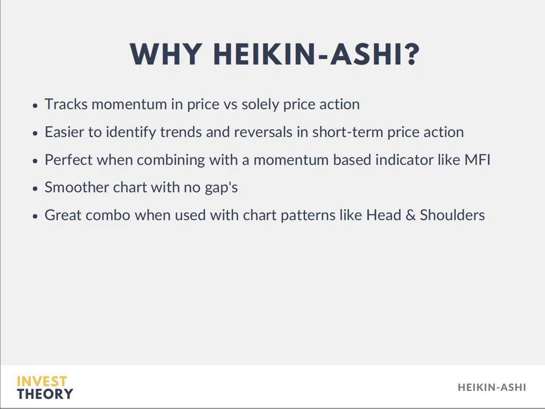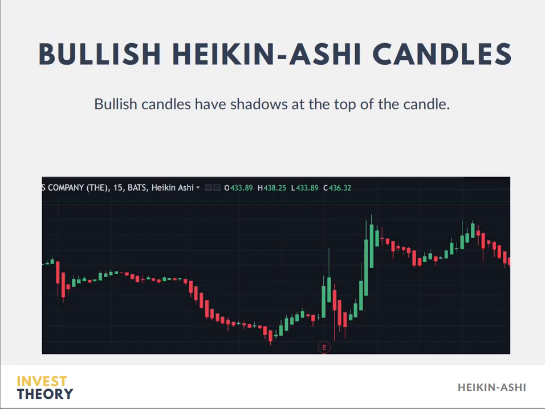You also have smoother charts with no gaps, which is great because you can always see where the momentum is at. Now, you can still use typical chart patterns like head and shoulders. You can even use candlestick patterns like the shooting star, the doji, things like that.